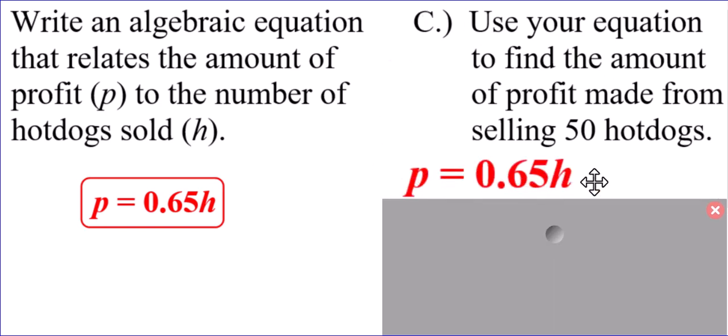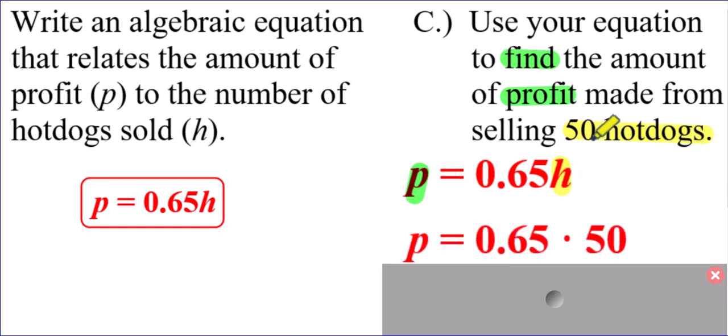Part C, the first thing you do is rewrite your equation. Use your equation to find the amount of profit. Let me stop right there. We are asked to find the amount of profit. So the P is going to stay the unknown variable made from selling 50 hot dogs. Well, ladies and gentlemen, if it's 50 hot dogs, that's going to replace the H. So let's do that right now. 50 replaces H. So instead of times H, it's times 50.